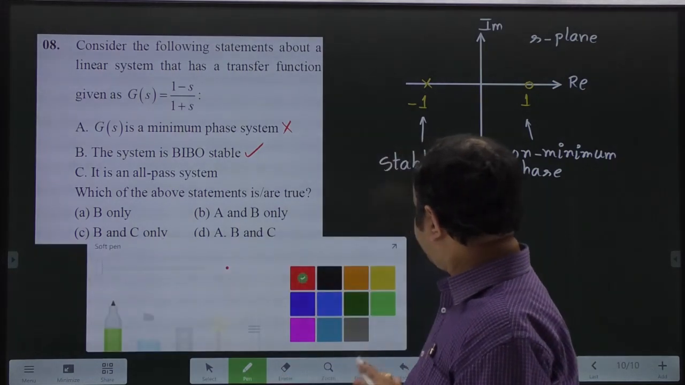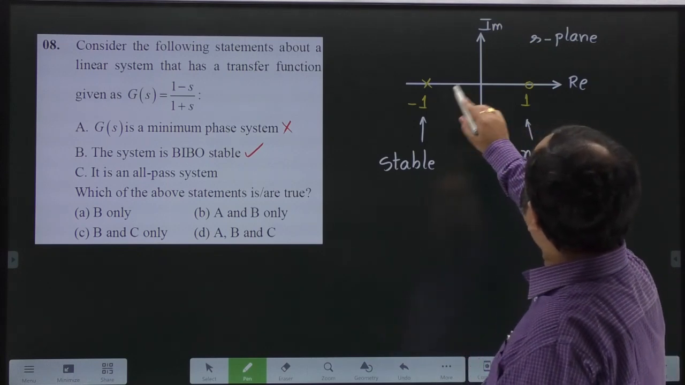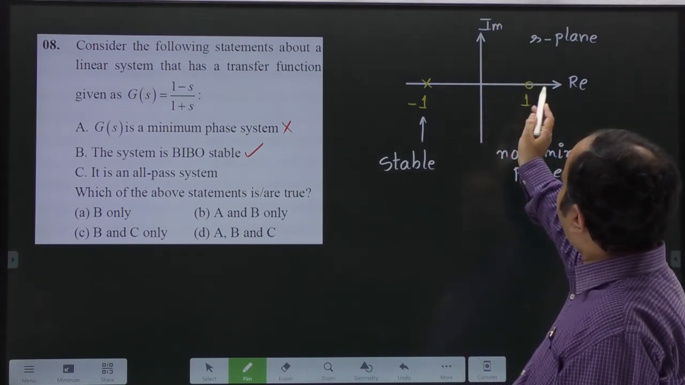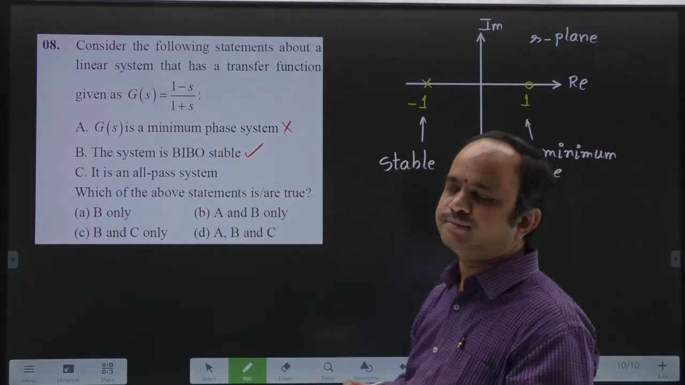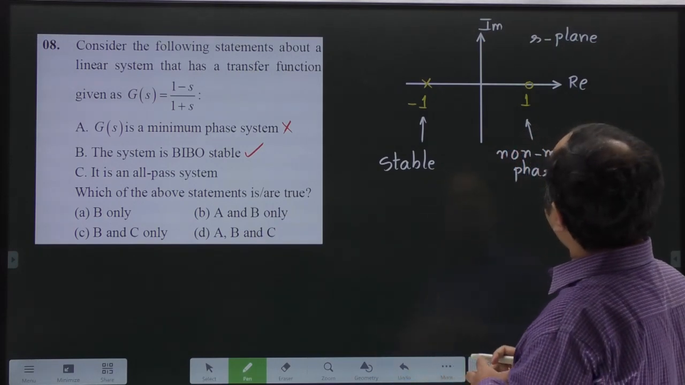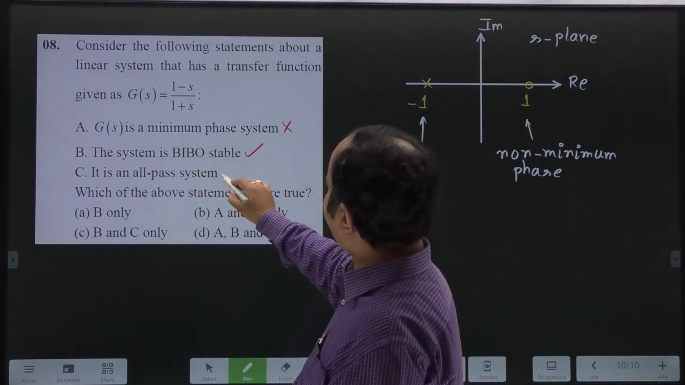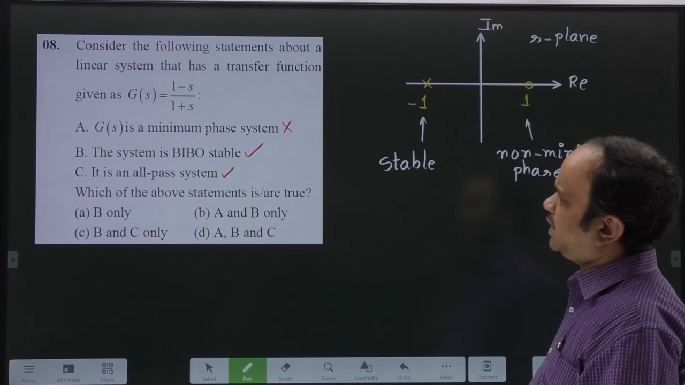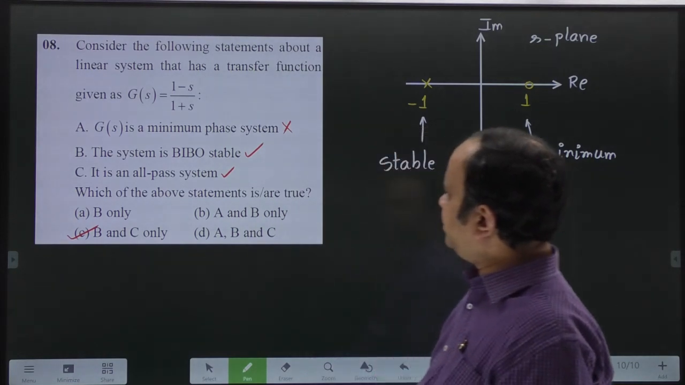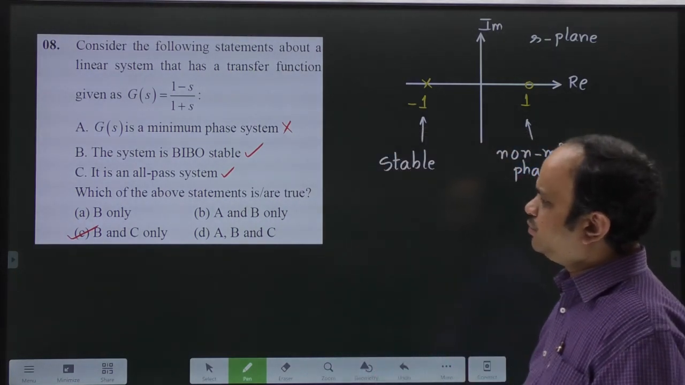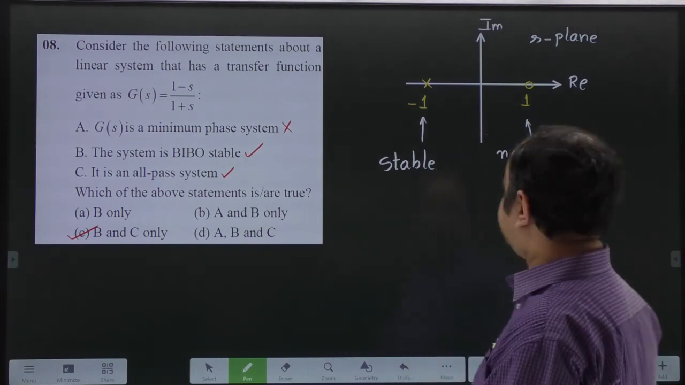Next, statement C, it is an all pass system. Now if you look into the pole-zero plot location, pole and zero are placed at exactly mirror image locations. Therefore, what we can say here, this is an all pass system. Therefore, statement C is also correct. So from these three statements, B and C are correct. Hence, we can select option C as the right answer. Now let us move to the next question.